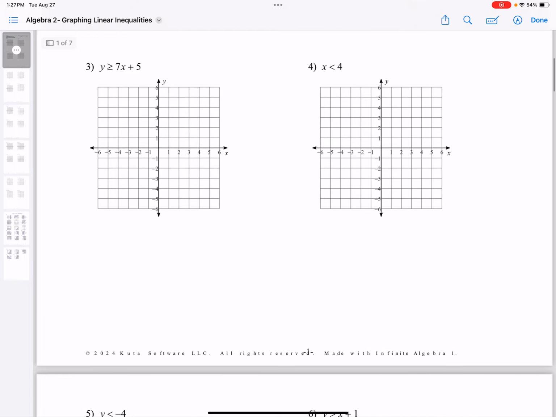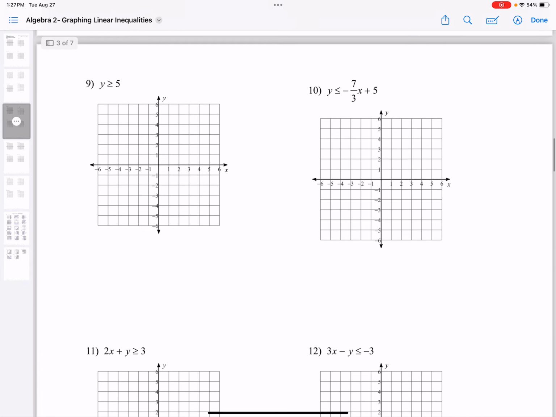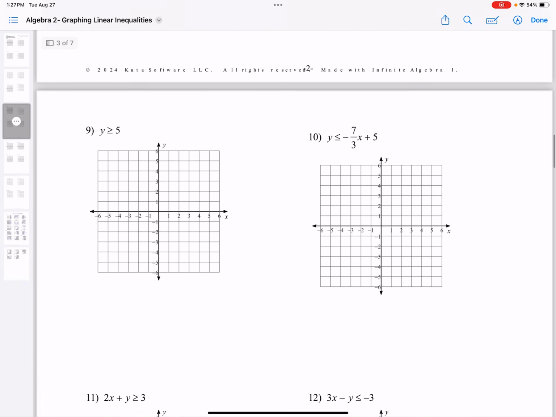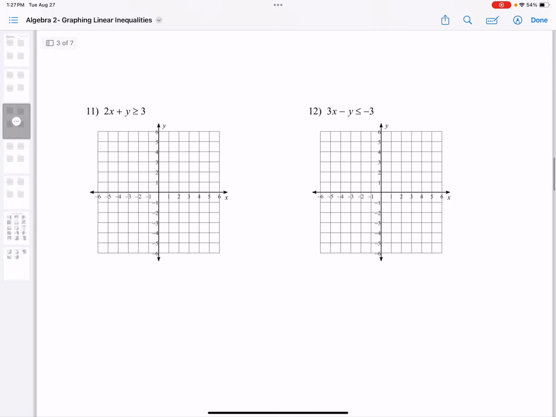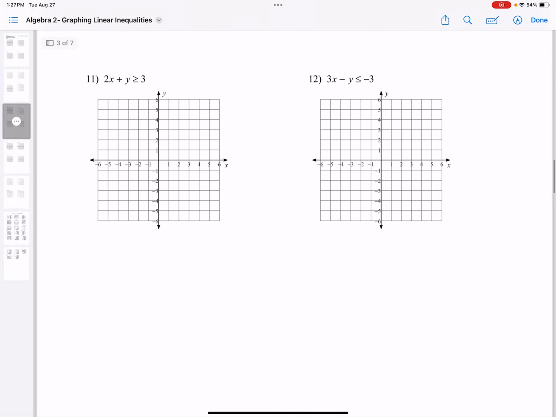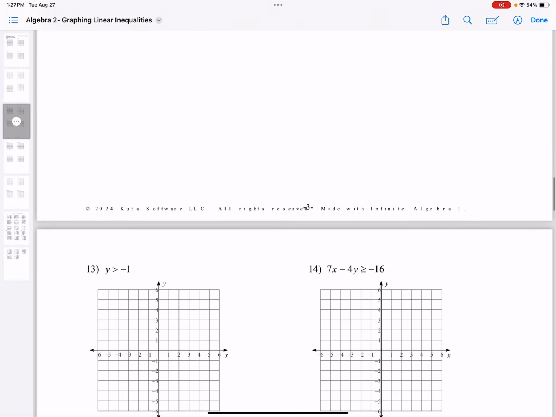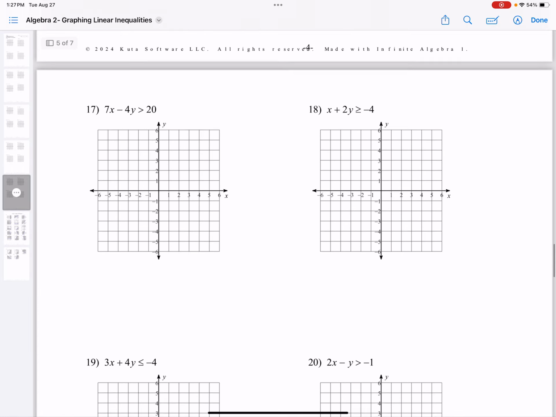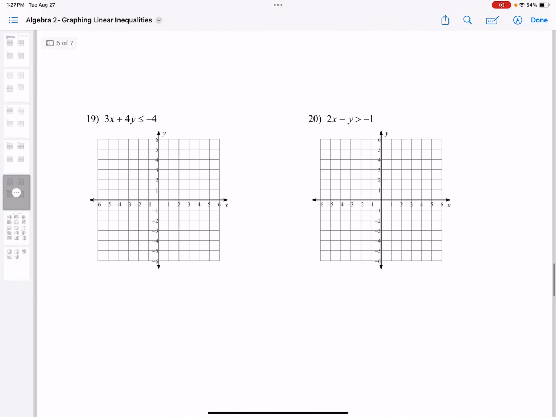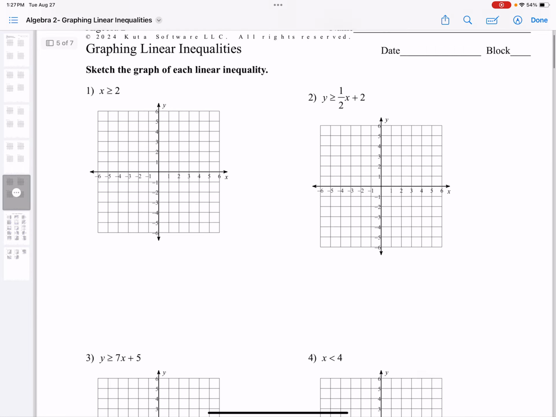So your first 10 problems are going to be in the form of y equals mx plus b, so slope-intercept form. I'm going to go over a few of those, and you do the rest. And then on 11 through 20, those problems are going to be in standard form, and you have to rewrite them and then graph them.